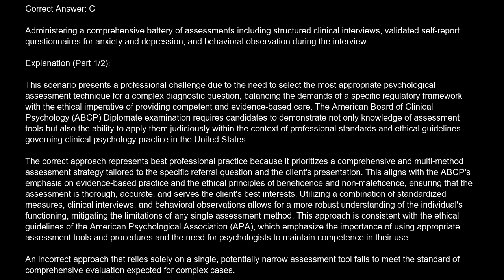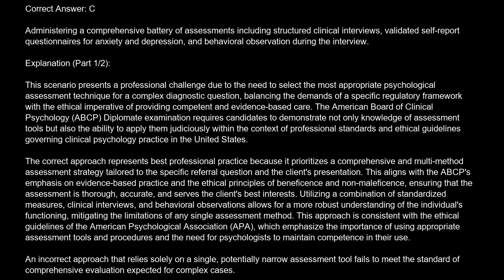The correct approach represents best professional practice because it prioritizes a comprehensive and multi-method assessment strategy tailored to the specific referral question and the client's presentation. This aligns with the ABCP emphasis on evidence-based practice and the ethical principles of beneficence and non-maleficence, ensuring that the assessment is thorough, accurate, and serves the client's best interests. Utilizing a combination of standardized measures, clinical interviews, and behavioral observations allows for a more robust understanding of the individual's functioning, mitigating the limitations of any single assessment method.